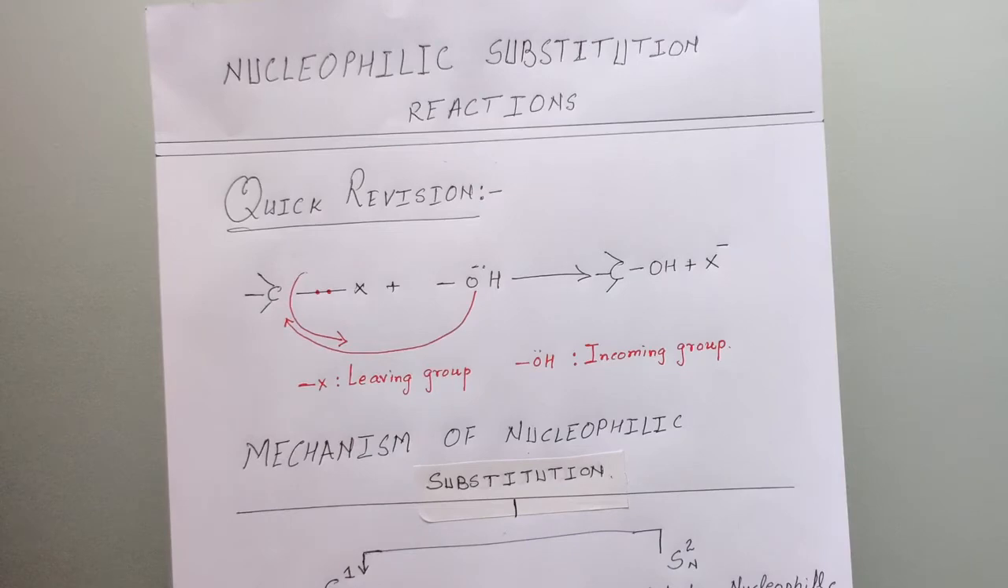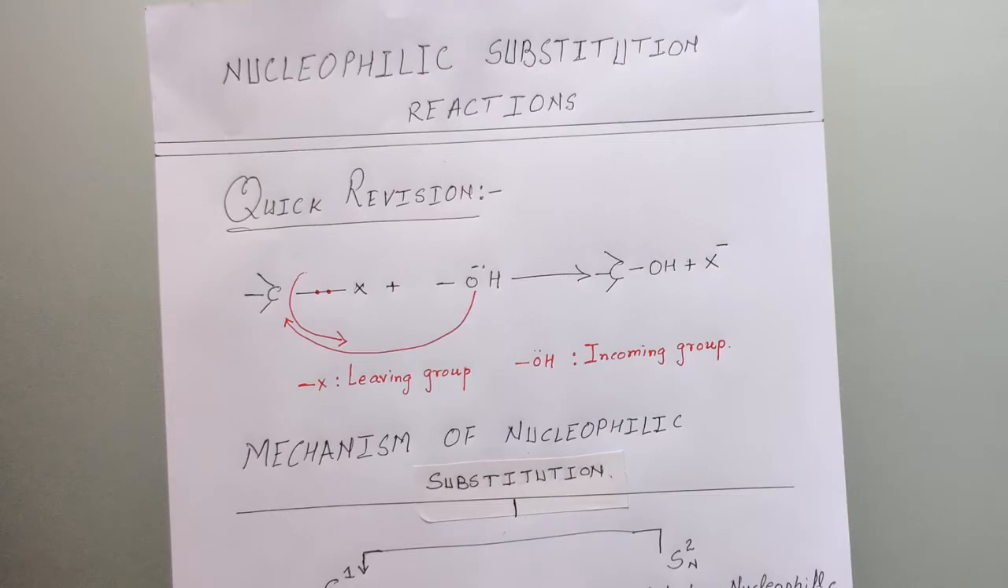Right? You have already studied this. So, as the halogen leaves, it is known as the leaving group, and as the nucleophile is going to substitute with the carbon, it is known as the incoming group, students. Clear? So, this is the quick revision of the nucleophilic substitution reaction.